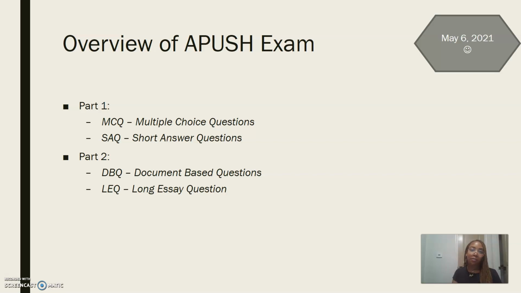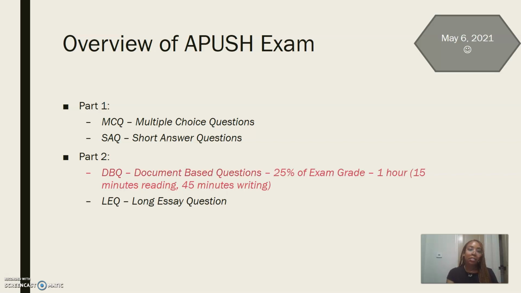Long essay questions look very similar to any essay you've written. You're simply given a prompt and you need to write an essay responding to that prompt. Document-based questions, however, are 25% of your overall exam grade. 25%, y'all, that's a big deal. And you only have 1 hour to write this essay. It's suggested you use 15 minutes to just read the documents you're given and 45 minutes to write.